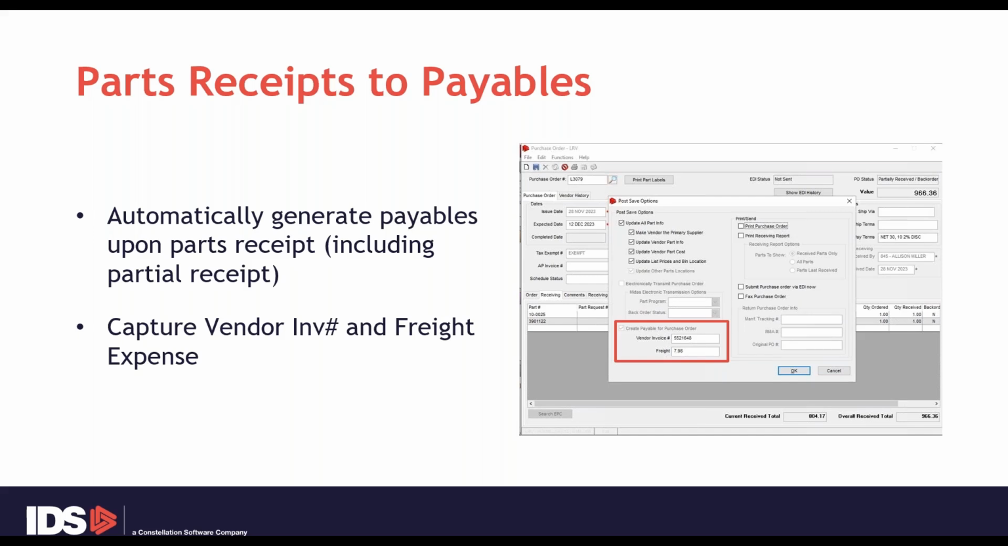So you can see a screenshot here of an example where we've got a purchase order. I received one of the items. In that same post-save options box that parts has always received, we added a section to capture the vendor invoice and the freight. And there's even a pop-up message if they don't put a vendor invoice. It'll say, hey, are you sure you want to submit this without a vendor invoice? Now, sometimes we don't necessarily have a copy of the invoice number when we receive the parts, so the system does allow them to submit it without that, but we'll remind them in the event that they just forgot.